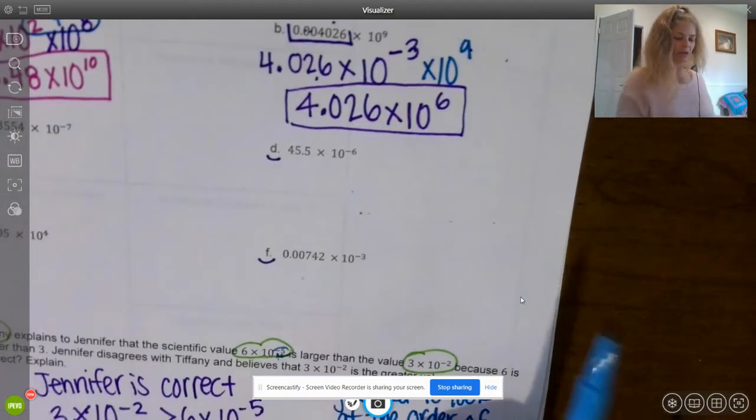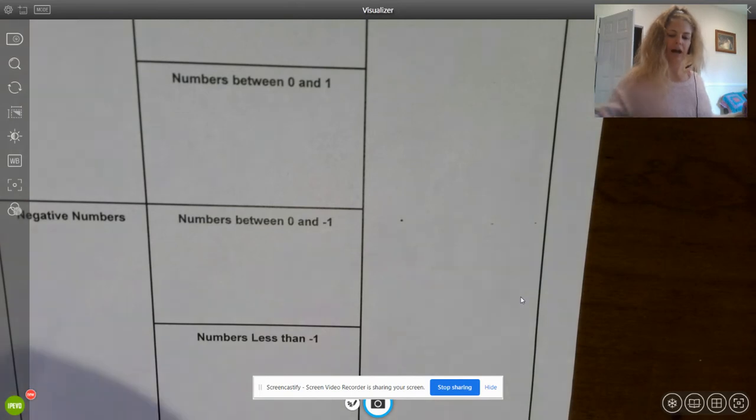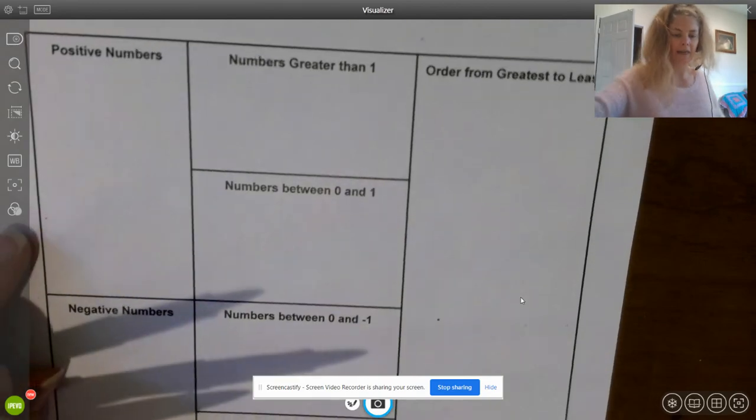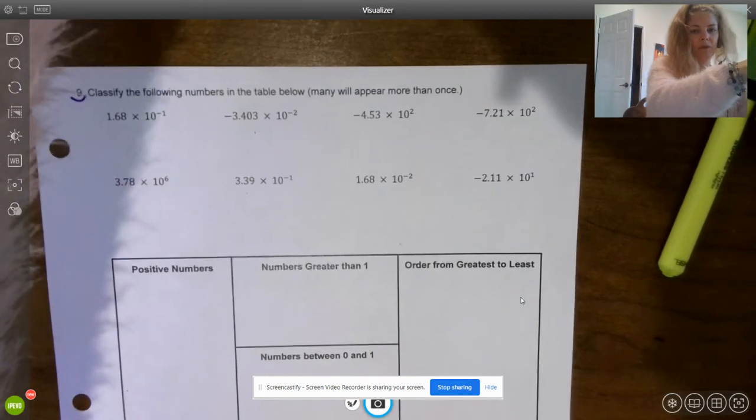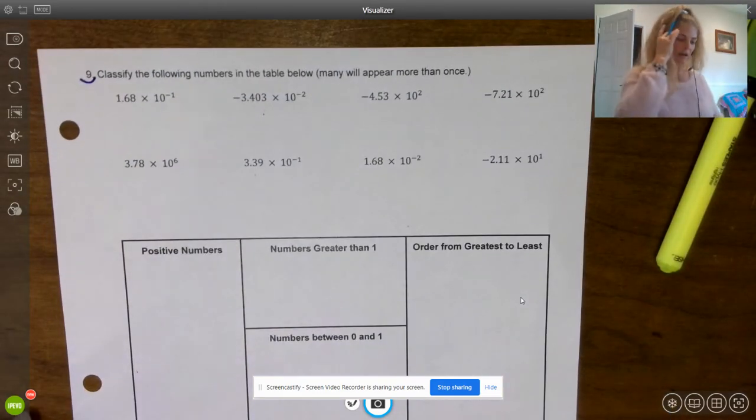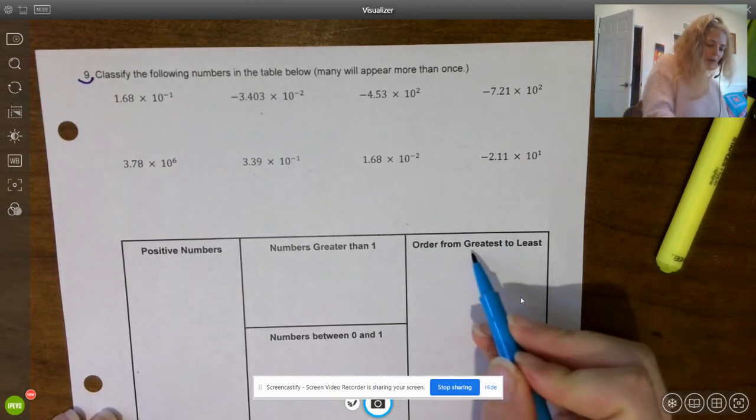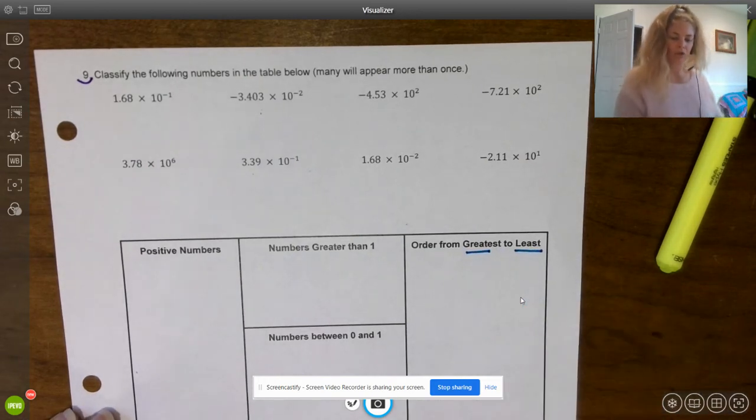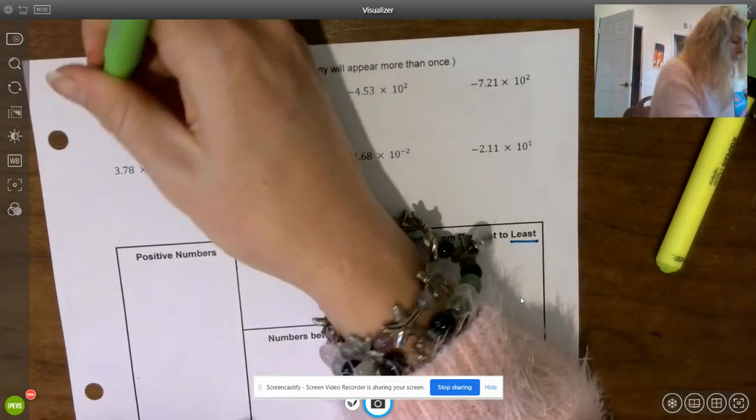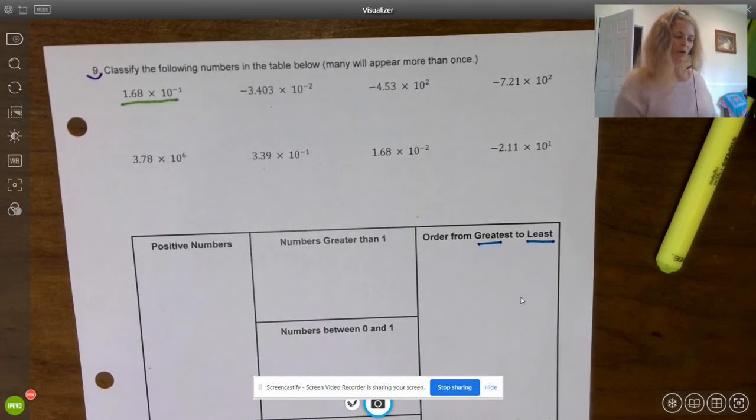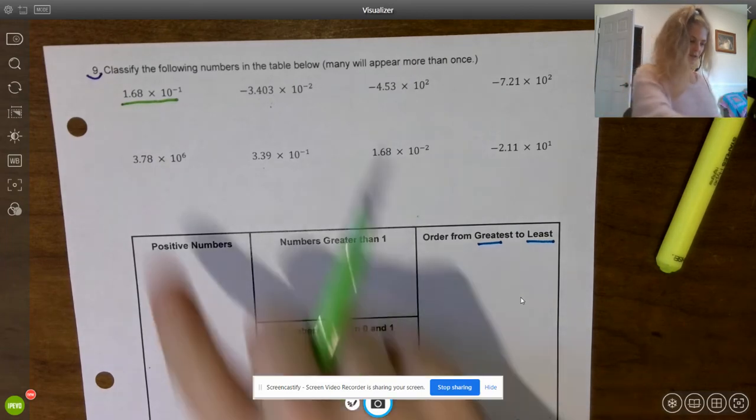Okay, so what we are going to do is apply our knowledge here to classify these numbers. And it says some numbers will appear more than once. The whole idea here is at the end, we're going to want to list them from greatest to least. So let's start with the first number, 1.68 times 10 to the negative first. We know that is going to end up being positive, of course, because it starts being positive.